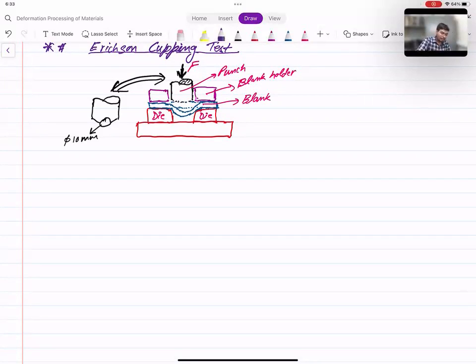And all this arrangement, preparation of samples, etc., are done as per the ASTM standards. ASTM E643-09. This particular standard is used for this Harrison cupping test. Samples are made as per this standard only.